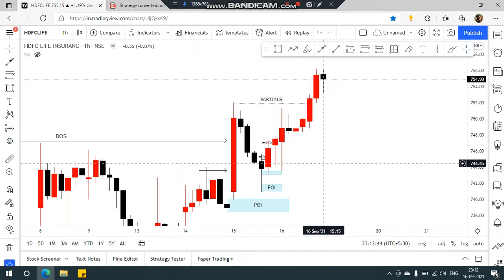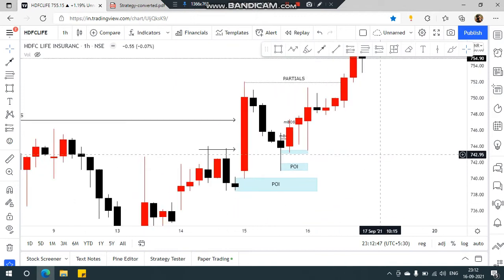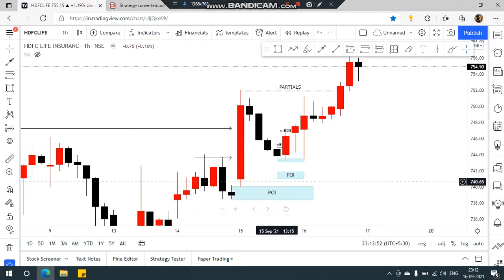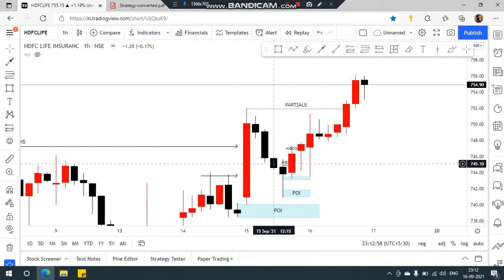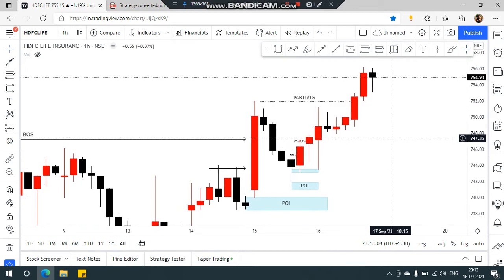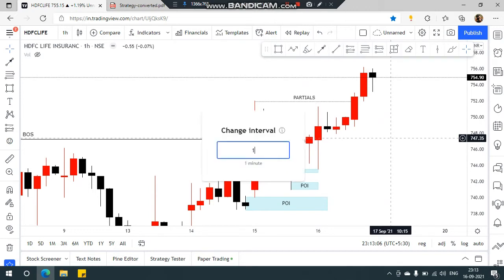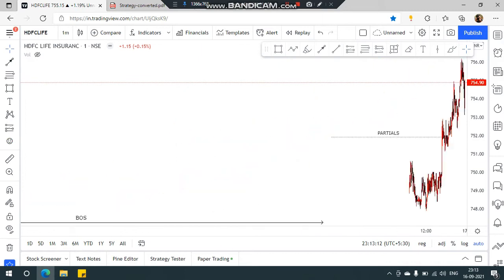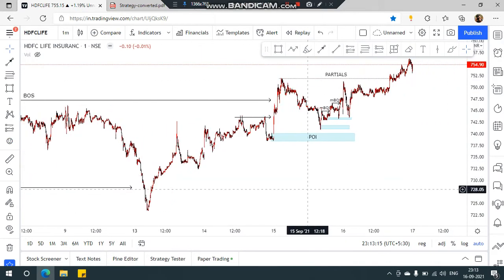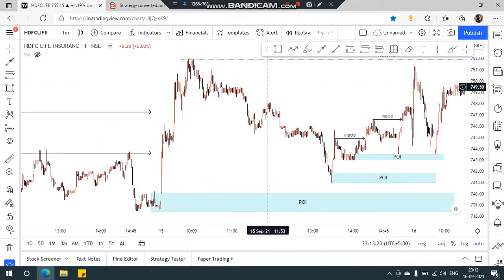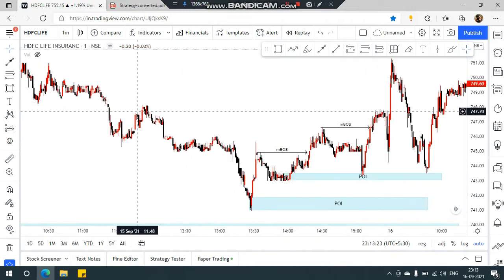I'm deleting this for a minute. As you can see, the market didn't come to my POI. But here we can see a pin bar candle, which we could take an entry on, but that's not how we took the entry. We actually went to the lower time frame, I think the 1 minute time frame, and this was our order block POI.